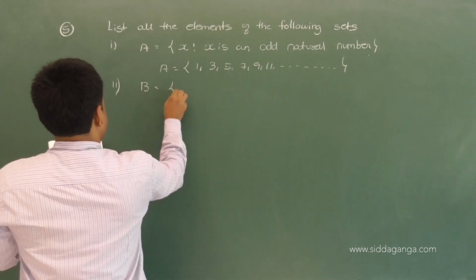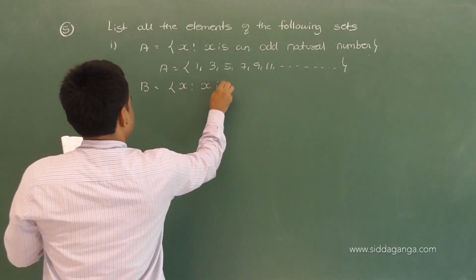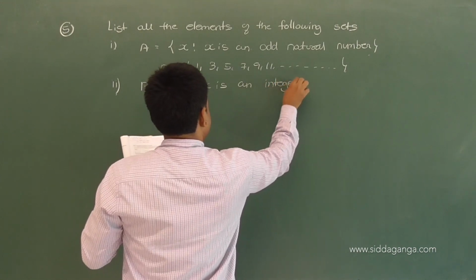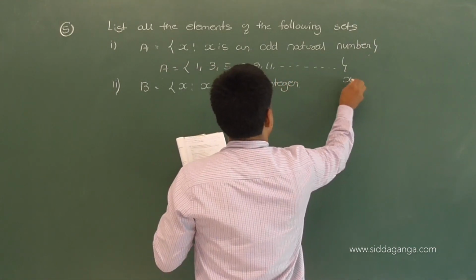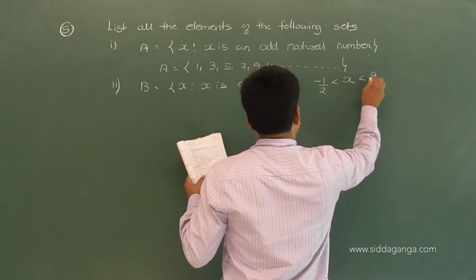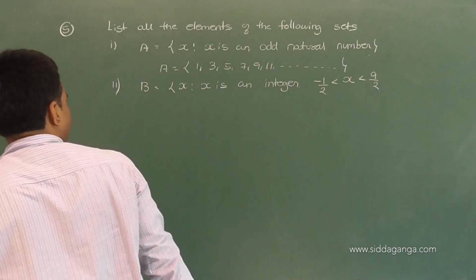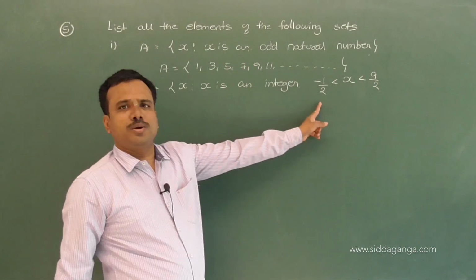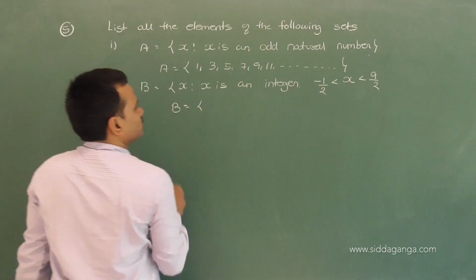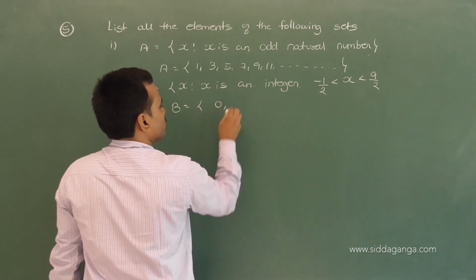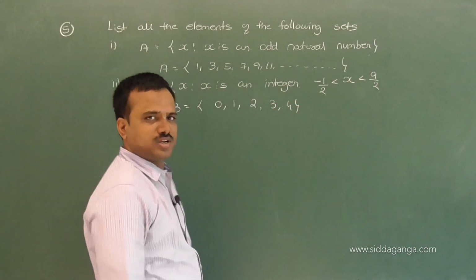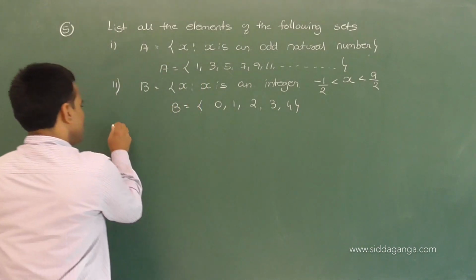Second problem. B is equal to x such that x is an integer, x greater than minus 1 by 2 and less than 9 by 2. X is an integer, x greater than minus 1 by 2, less than 9 by 2. B is equal to 0, 1, 2, 3, 4. Correct na? 0, 1, 2, 3, 4.